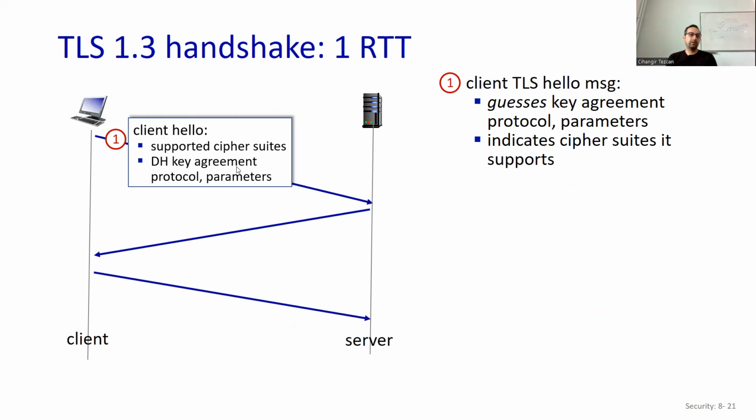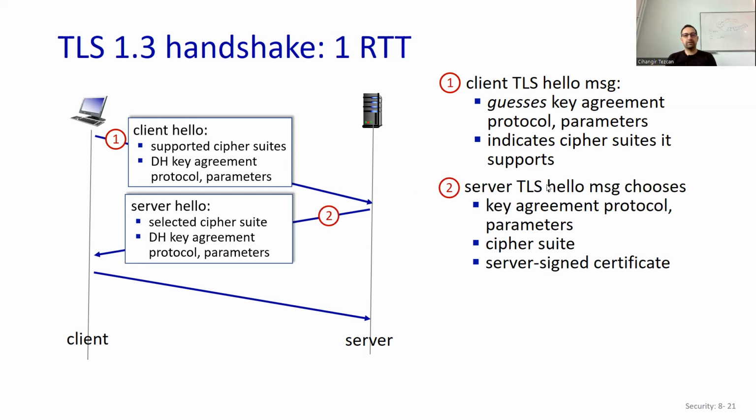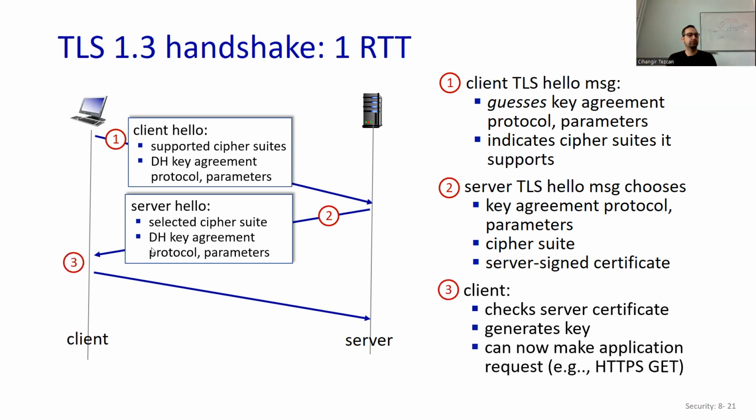Here again, this is one of the downgrade attacks. You can force the server by saying that you have the older version and older ciphers. So you should configure your server in a good way so that you don't accept any TLS version or any cipher that is outdated. The server's TLS hello message chooses the key agreement protocol, parameters, cipher suite, and server-side certificate. The client checks the server certificate, generates the key, and can now make application requests. So as you can see, this is a lot faster compared to previous round trips.